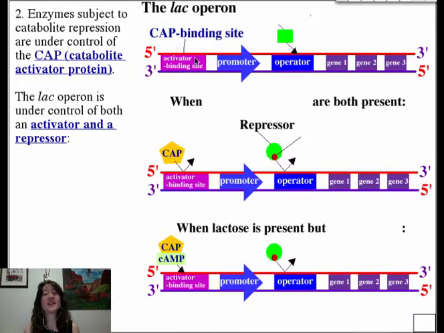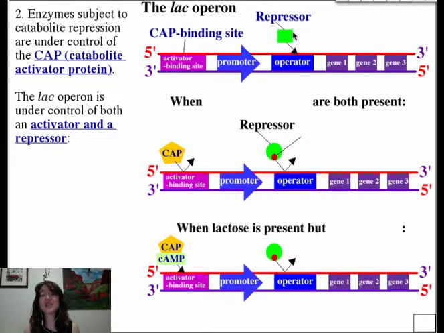So not only is the lac operon controlled by the presence of lactose acting as an inducer to the repressor, but it is also controlled by the presence of glucose. And if glucose is there, CAP cannot bind. But if glucose is gone, cyclic AMP signals low glucose and it allows CAP to bind, saying, hey, let's go ahead and chow down on our second preferred source, lactose.